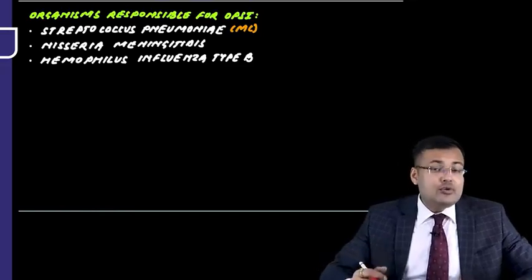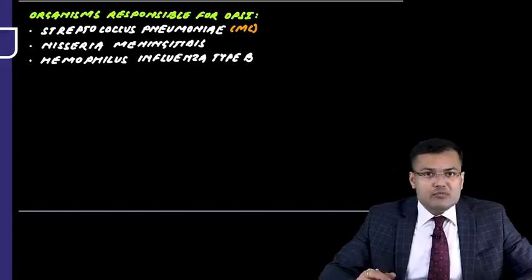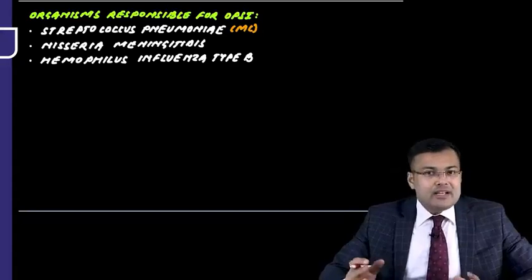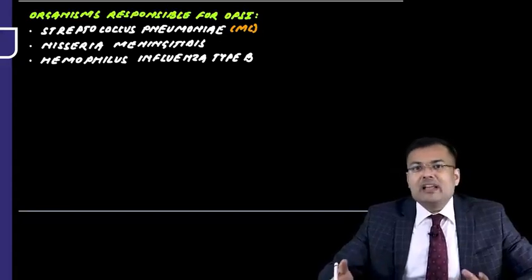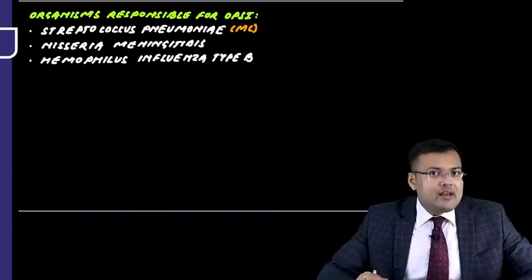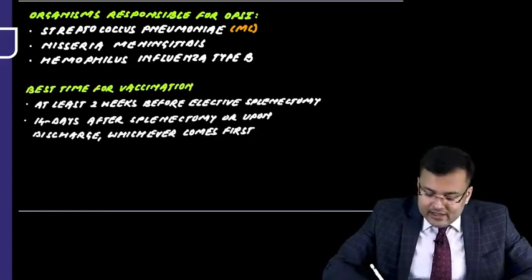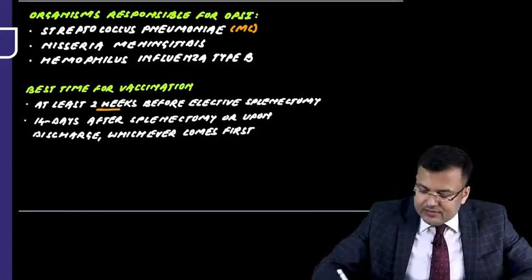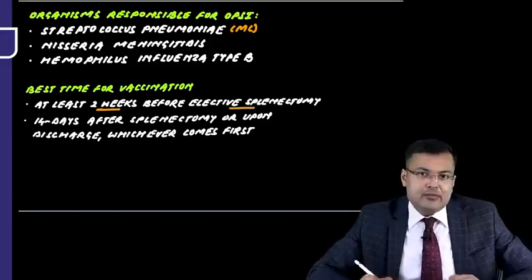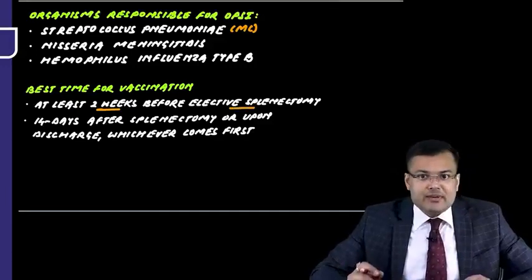It is difficult to treat OPSI because the mortality is 40 to 50%. But it's easy to prevent OPSI, and how can we prevent it? We can prevent it by vaccination or immunization. So what is the best time to give vaccine? The best time to give vaccine is at least 2 weeks before elective splenectomy.